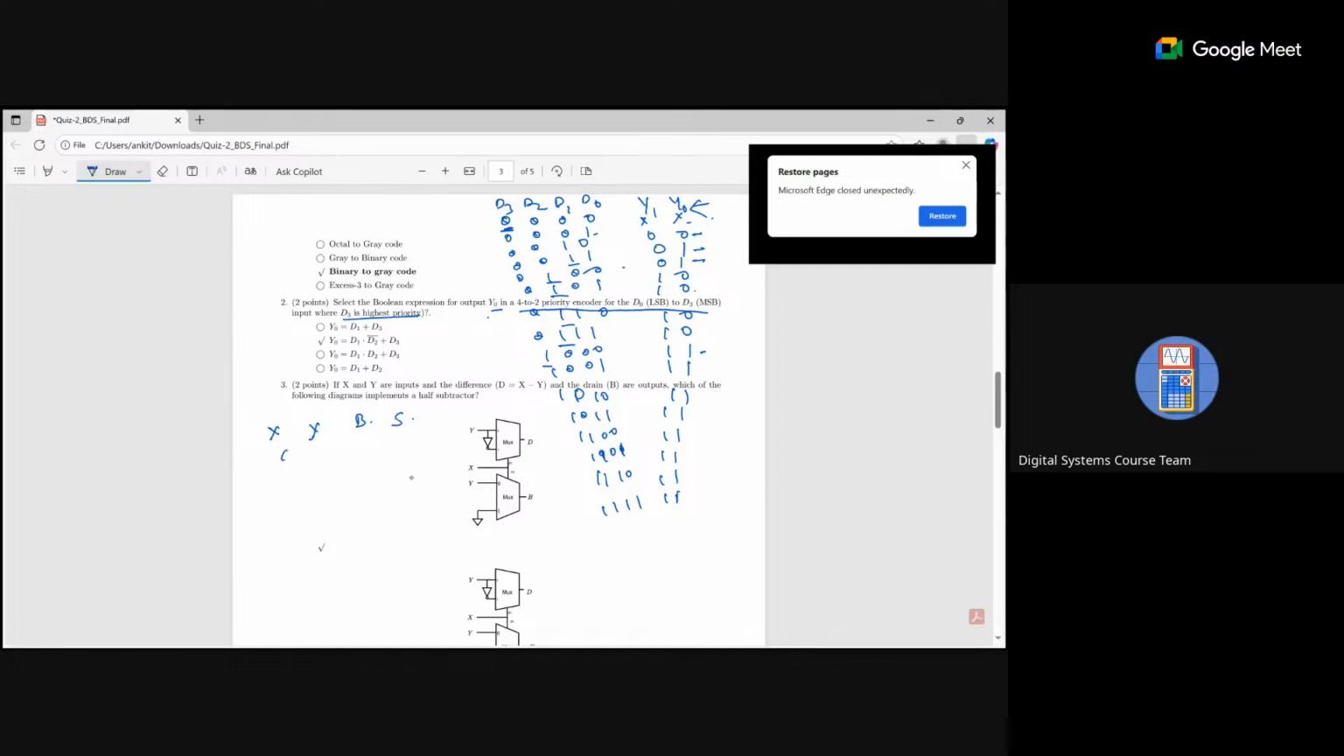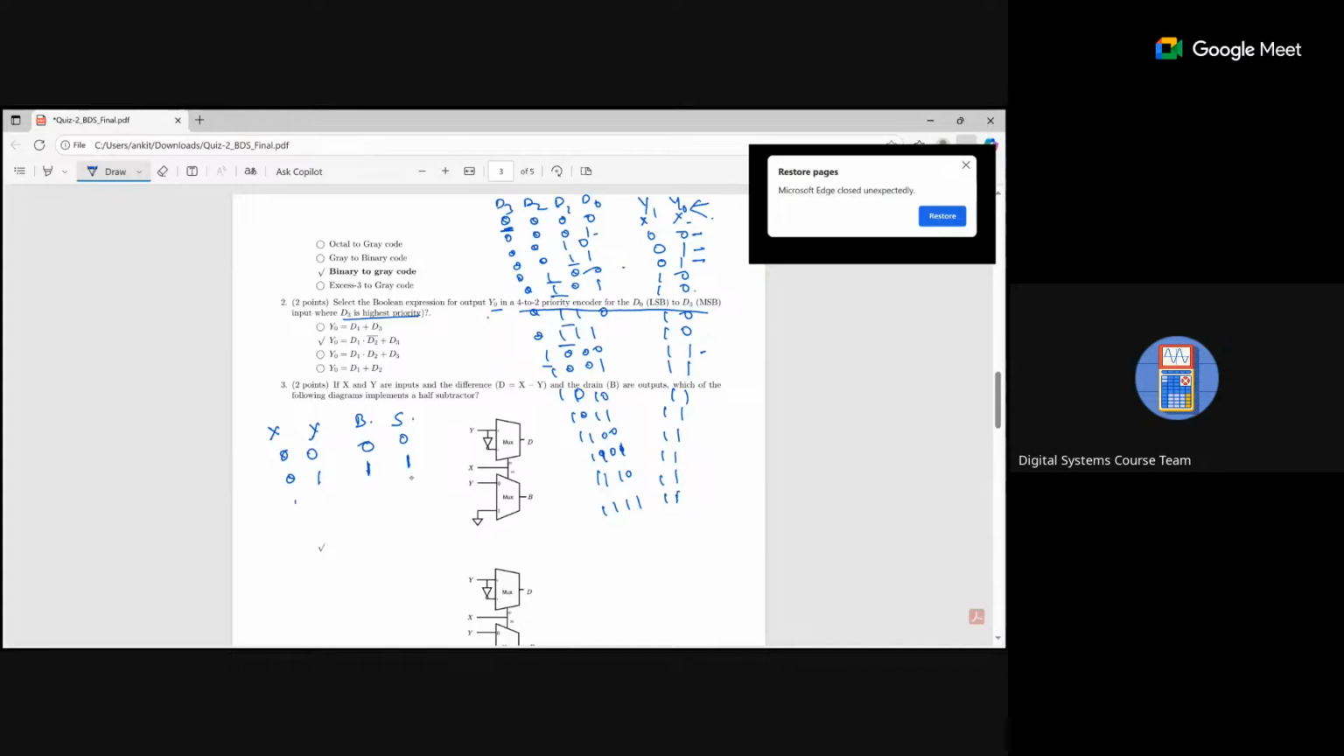Subtract. So when the inputs are 0, 0, subtract is 0 and borrow is 0. When 0, 1, 0 minus 1 is not possible. So what we do, we take one borrow. So borrow is 1. When we are taking the borrow, it becomes 1, 0, that is the binary code of 2. 2 minus 1 is 1. So subtract is also 1.